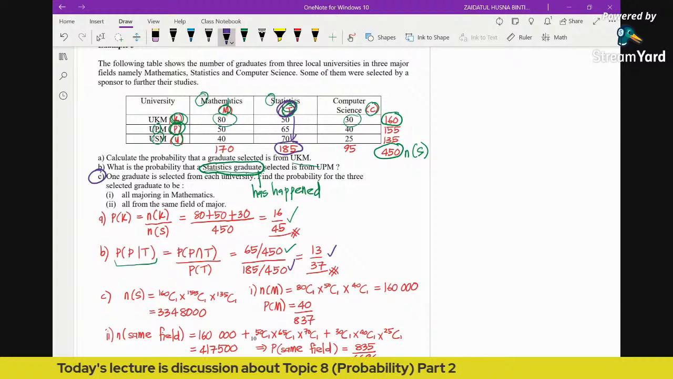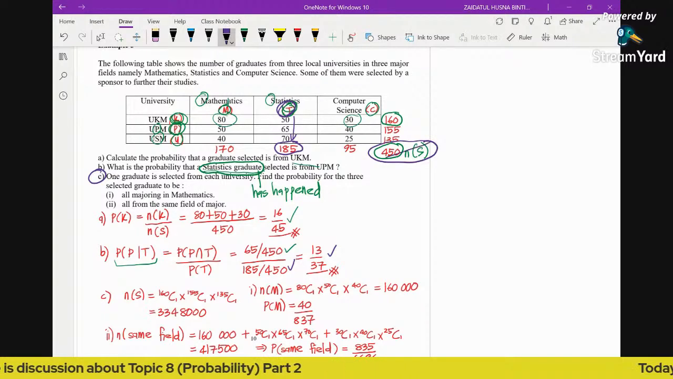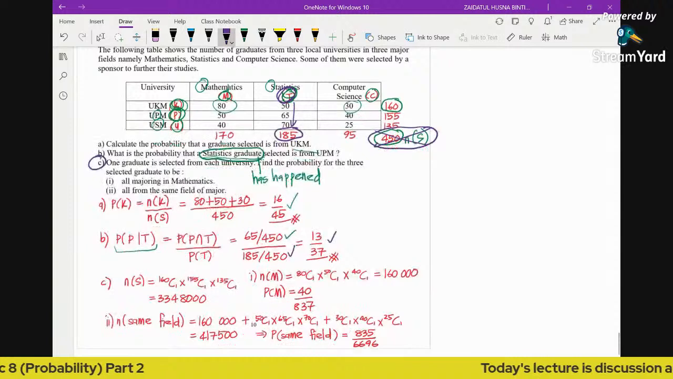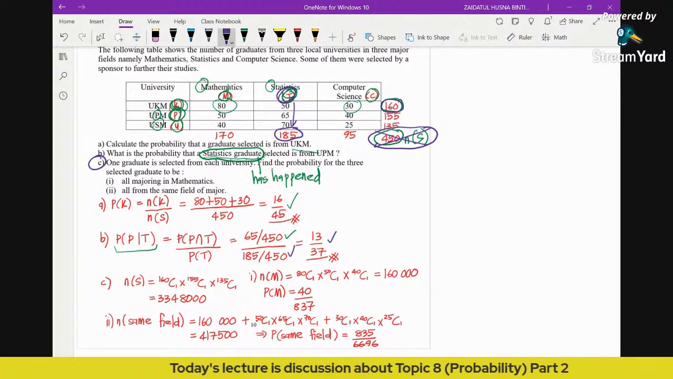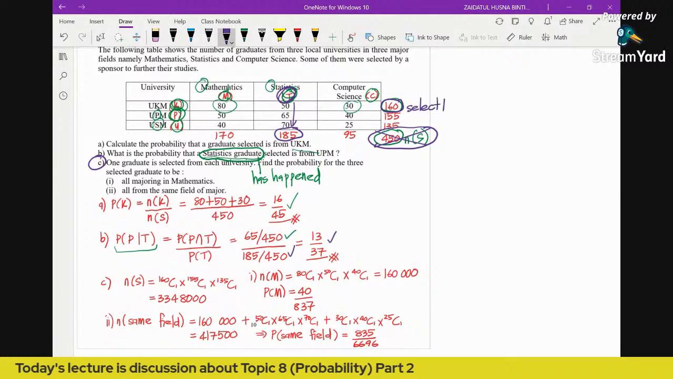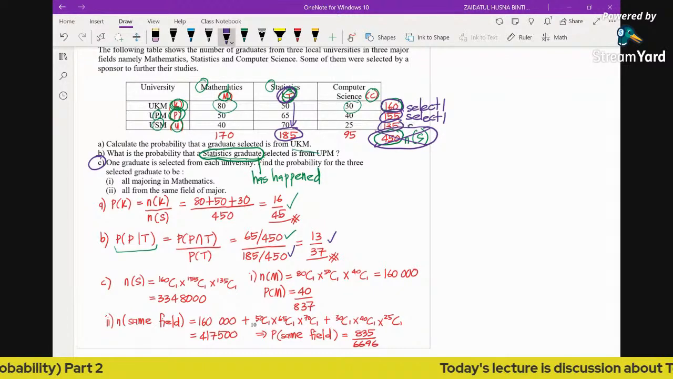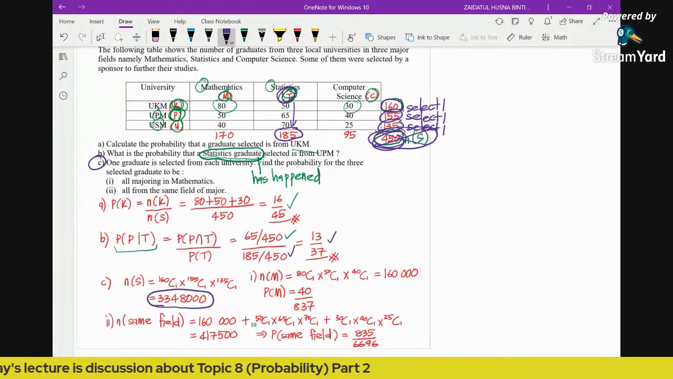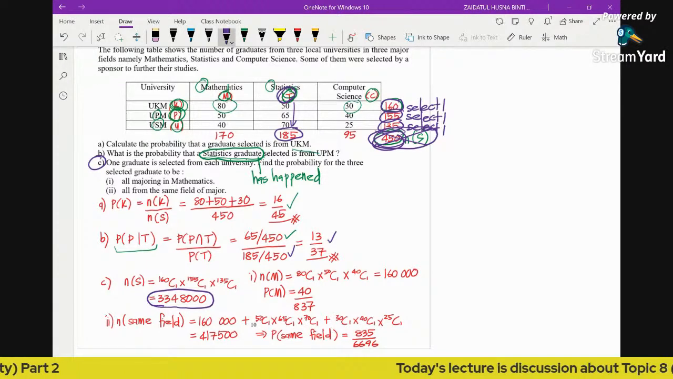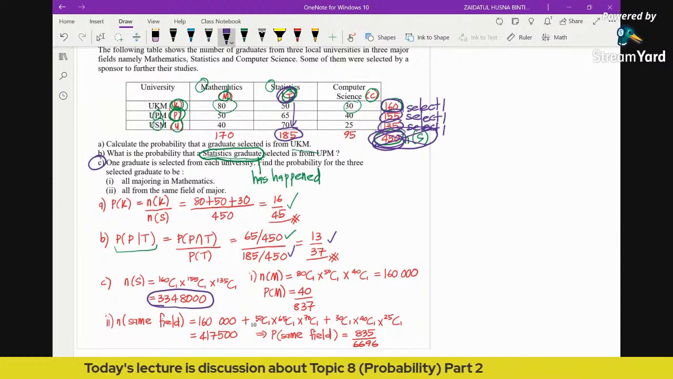In this case, please bear in mind our n(S) is not 450 anymore, because we select one graduate from each university. So from this university we select one, from this we select one, from this we select one, and from this also we select one. So our n(S) is not 450 anymore. So it's this: one graduate is selected from each university. So n(S) is 160 C1 times 155 C1 times 135 C1. So this is our n(S).